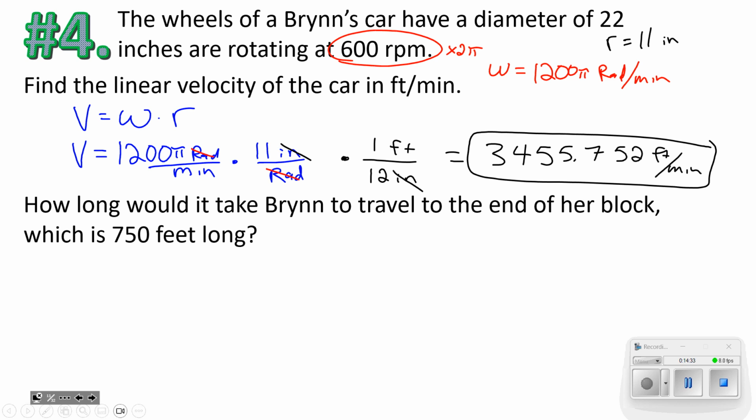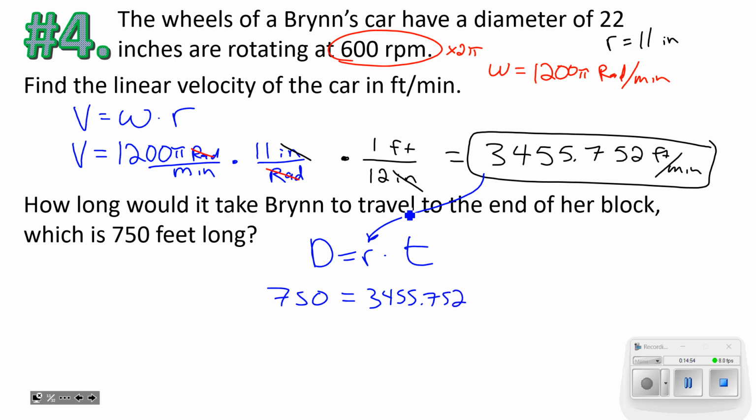And the follow-up question is, all right, how long does it take for him to travel 750 feet? So think about that. It's distance equals rate times time. The distance I want to travel is 750 feet. The rate I'm traveling is what I just found. That's my linear velocity. Times time. Divide it over, and you get your time is 0.217 minutes, or about 13 seconds.